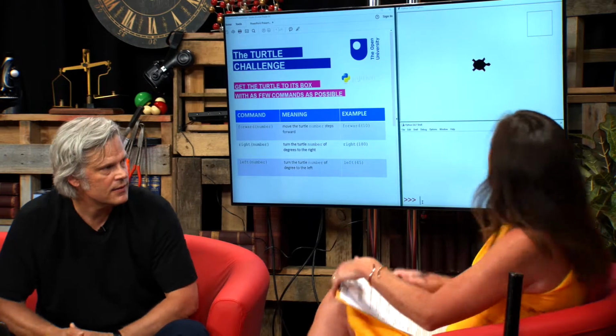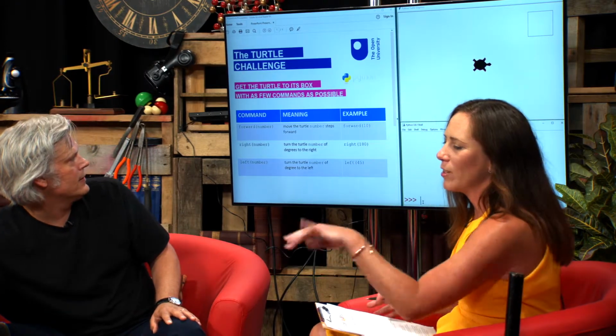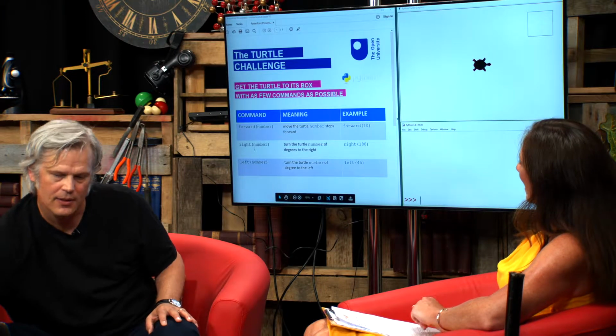And just to clarify, we're controlling the turtle on the screen, not the turtle on the table. The turtle on the table's going nowhere, it's a toy. It's this one. I hope not. Busy eating biscuits.